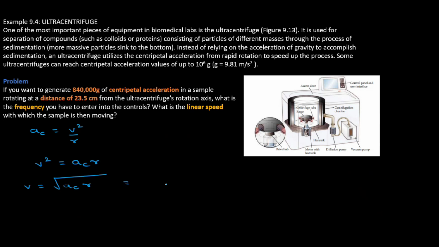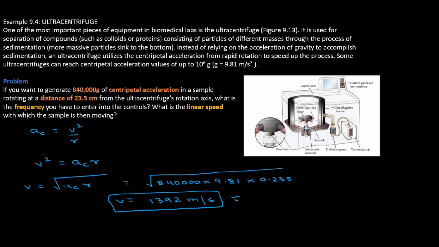Now substitute the values. Centripetal acceleration here is 840,000 times g, which is 9.81. Do not forget to multiply this with r, which is 23.5 centimeter. That gives me 0.235 meter. And when you solve this, you get your linear velocity as 1392 meter per second, which you can also write as 1.39 kilometer per second. You can convert velocity from meter per second to kilometer per second by dividing this number by 1000.